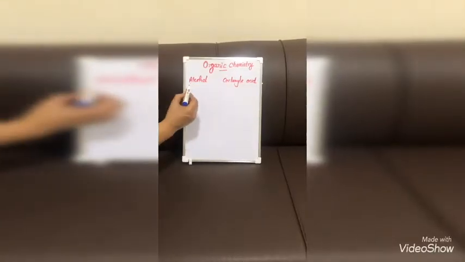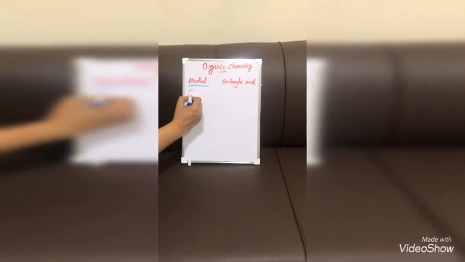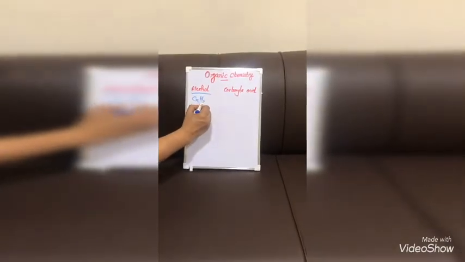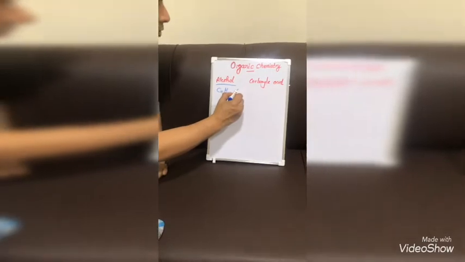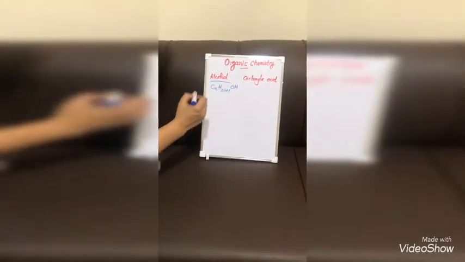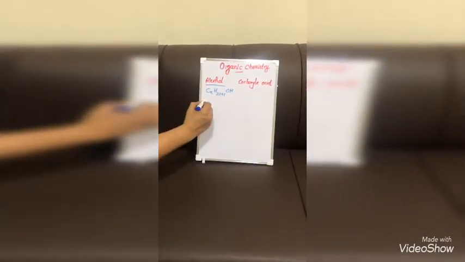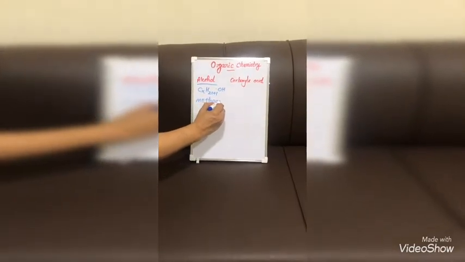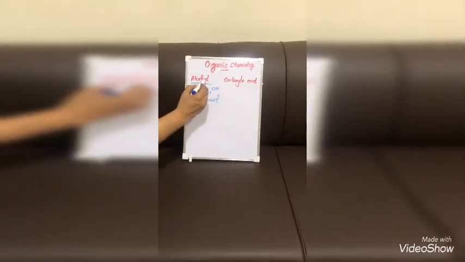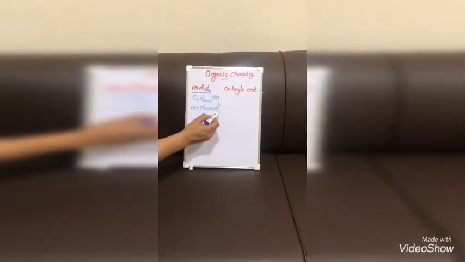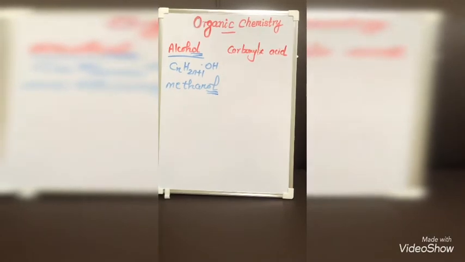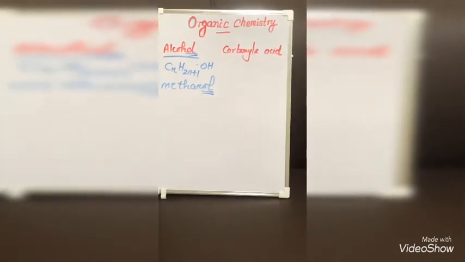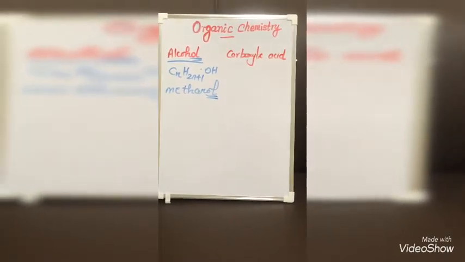Now alcohols will have a general molecular formula of CnH2n+1OH. The name of the alcohol starts from methanol. Why is it methanol? Because it's an alcohol, so it ends with -ol. So methanol is the first member of the alcohol series, and it follows the general molecular formula CnH2n+1OH.